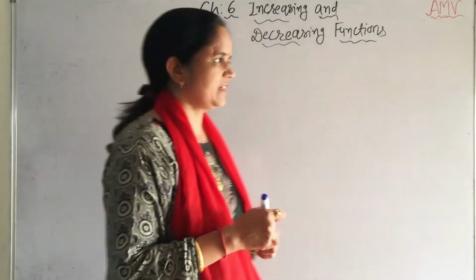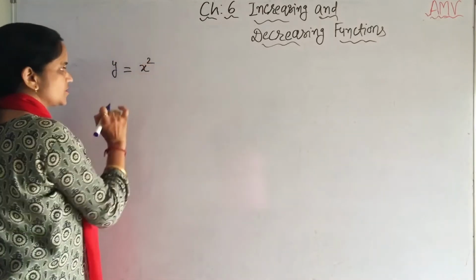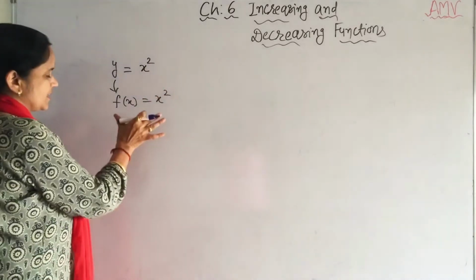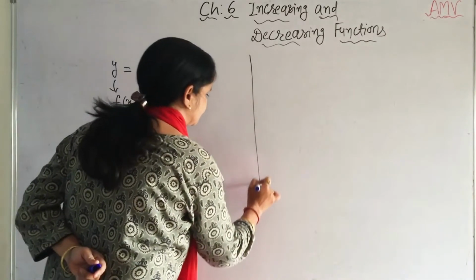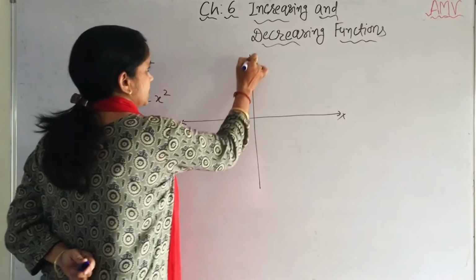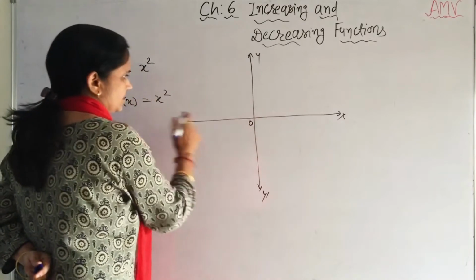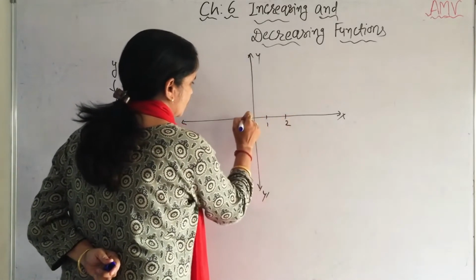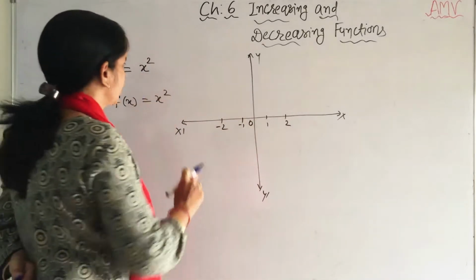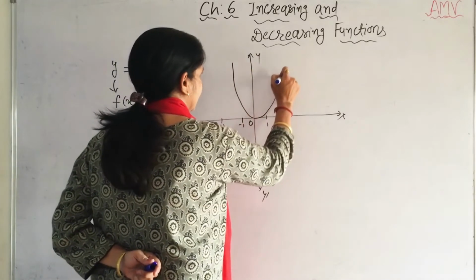Okay. So first of all, let's see a function y is equal to x square. Here y means f(x), x square. Then the graph of this function. It's x axis, y axis, origin. Okay, and here it's 1, 2, minus 1, minus 2. It's the equation of a parabola, symmetric about the y axis. So the graph will be like this.